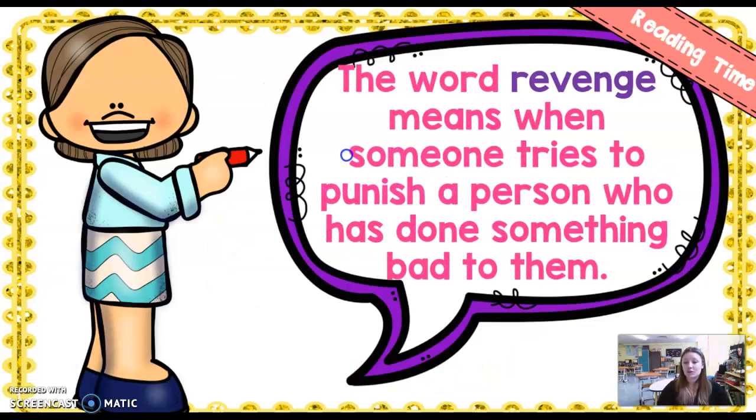Okay, the word revenge means when someone tries to punish a person who's done something bad to them. So if you can think back in our last story, something bad happened to King Alfred, and King Alfred is not happy. What happened to him?